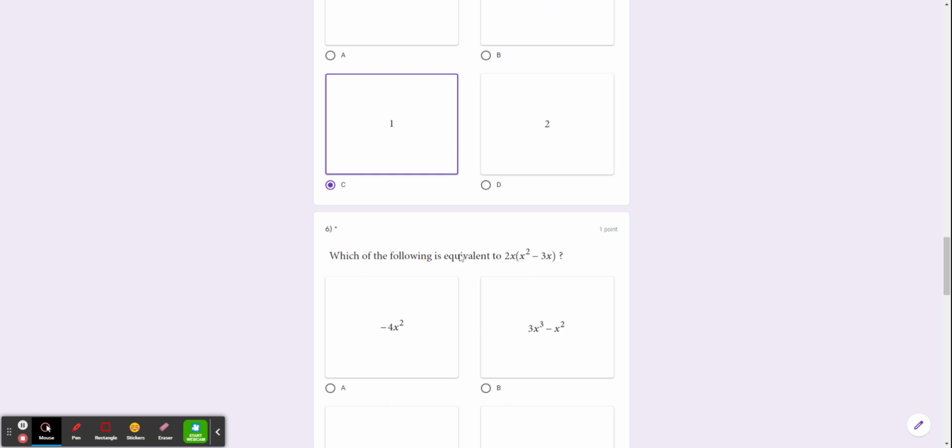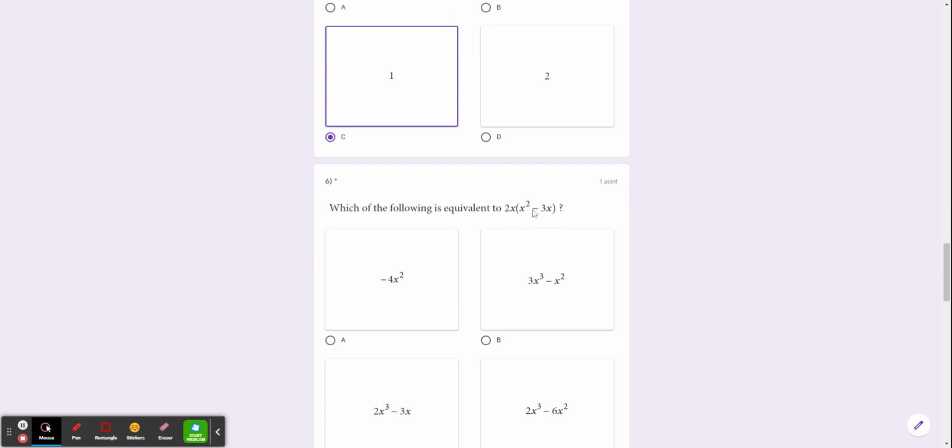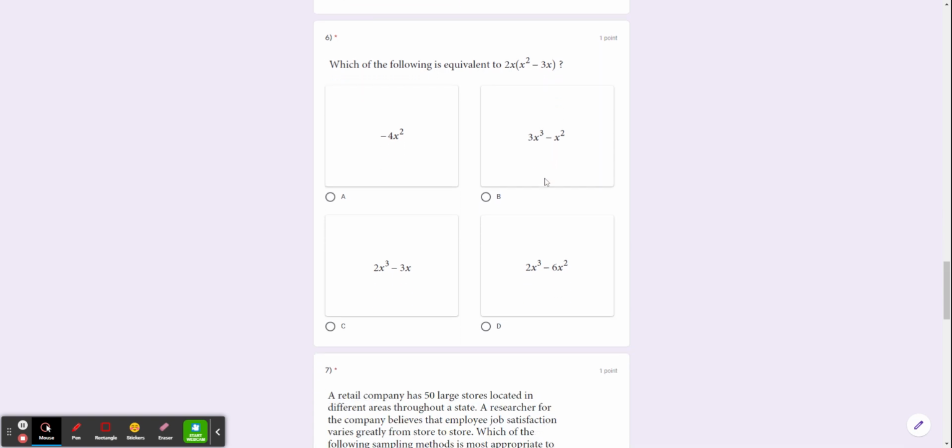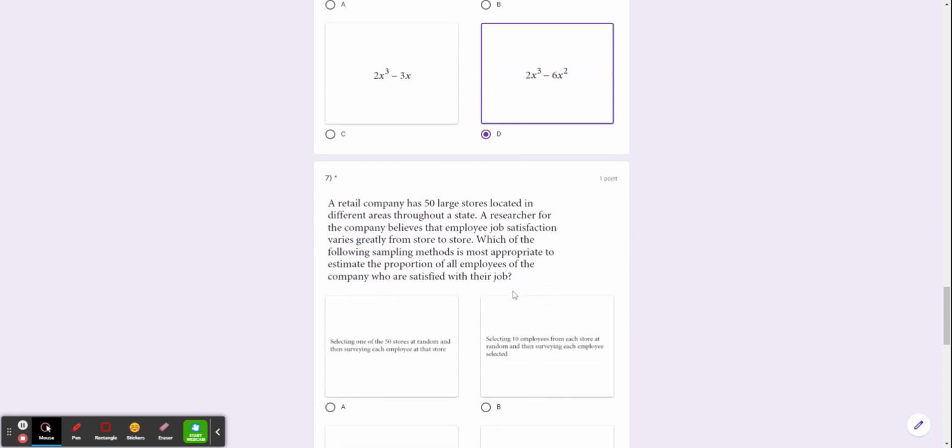For 6, which of the following is equivalent to 2x times x squared minus 3x? Well, this is a distribute problem. I have something outside a set of parentheses, has to multiply into the parentheses. So 2x times x squared would be 2x cubed. X times x squared, you add the exponents. 2x times negative 3x is negative 6x squared. So that's choice D. Now, I could have actually eliminated A and B right away, because when I do that first distribute step, I have to have a 2x cubed, and only C and D have those.